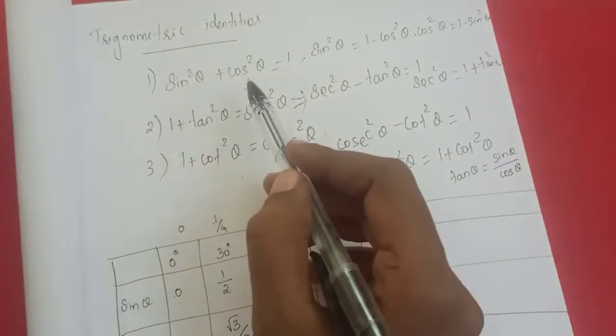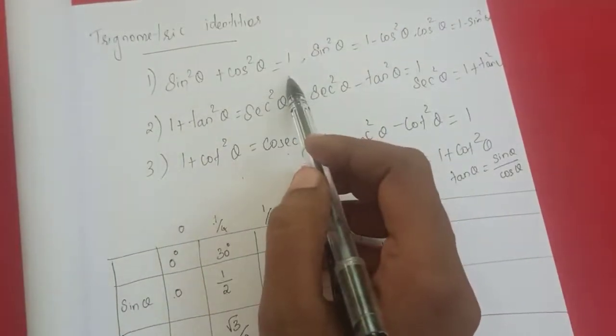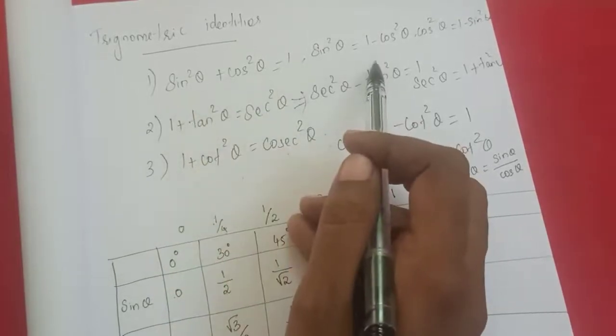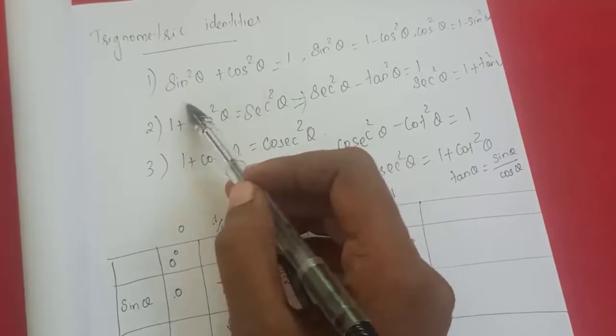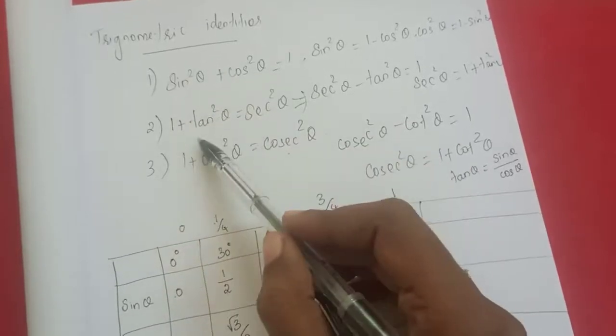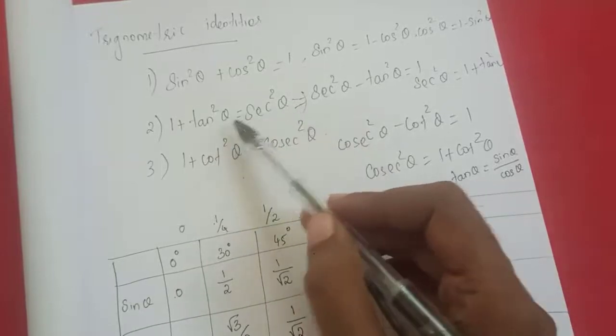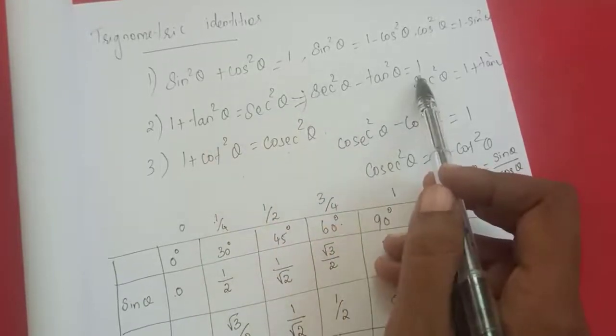The next one: there are 3 trigonometric identities. Sin square theta plus cos square theta, the value is 1. From this we can form the formula for sin square theta as 1 minus cos square theta, and cos square theta is 1 minus sin square theta. Then 1 plus tan square theta is equal to secant square theta. From this, secant square theta minus tan square theta, the value is 1.